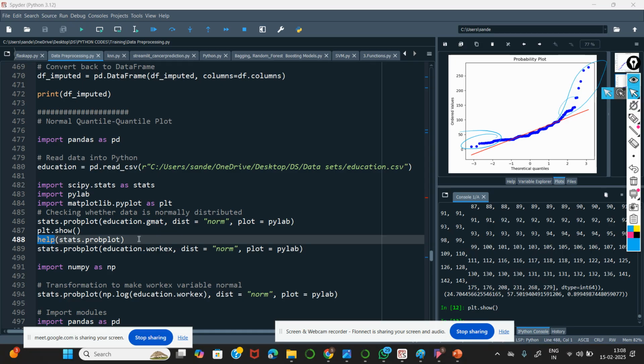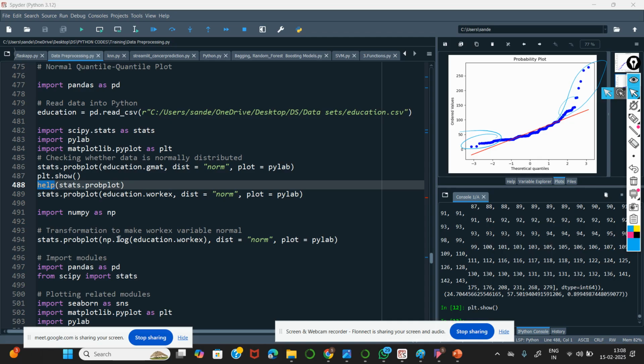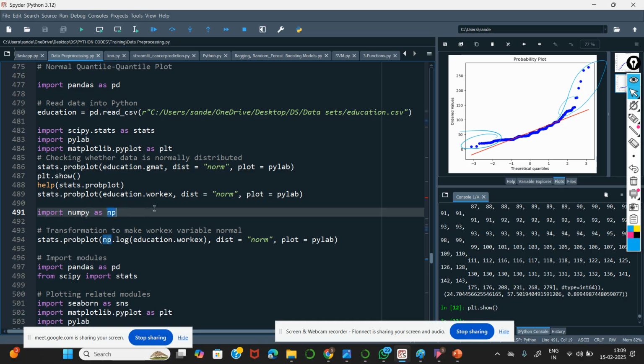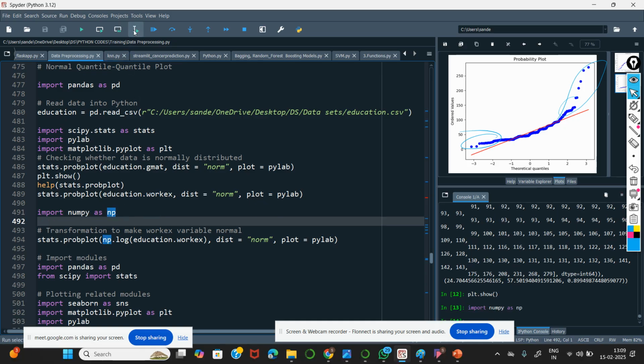Now let's go and do some transformation. As I told you, can you use logarithmic? Yes. Education.workx, before that just write log. And log is a part of numpy. Remember, use log directly. That is the reason why import numpy first. Make the use of numpy. Then it will be logarithmic. np.log that particular column.